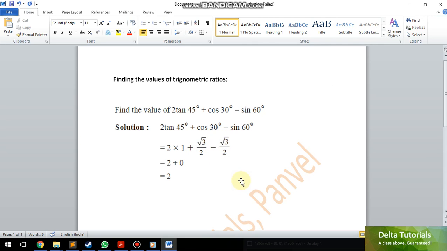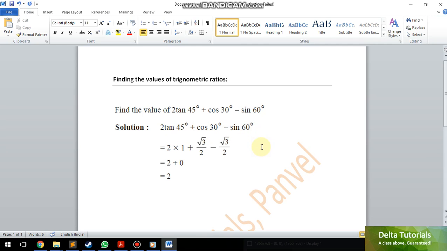See, the same number is getting subtracted from the same number, so its answer will be 0. So 2 plus 0, final answer is 2. So in this way we have found the value of 2 tan 45 degree plus cos 30 minus sin 60 degree.